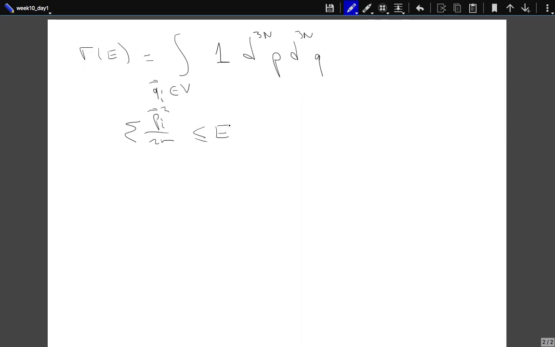This is the volume. Now the volume integral is kind of trivial since the particles are not interacting. The q integrals are independent of each other. There is no q in this condition also. So we can just say that this gamma of E is V to the power N times the integral of the 3N d p, subject to this condition.